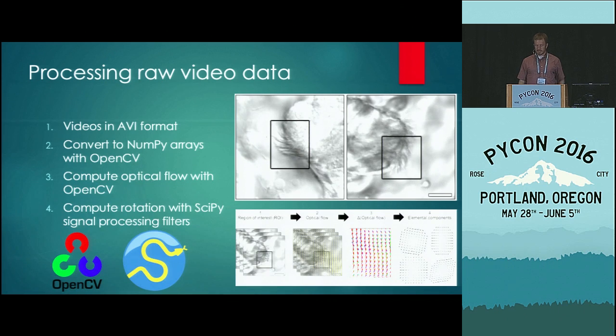And then finally, to compute the derivatives of the optical flow and the rotation and deformation components, we used SciPy's not insignificant signal processing library. A huge selection of spatial filters and their derivatives for differentiating images. So with this whole entourage, this is how we had our rotation and deformation values.